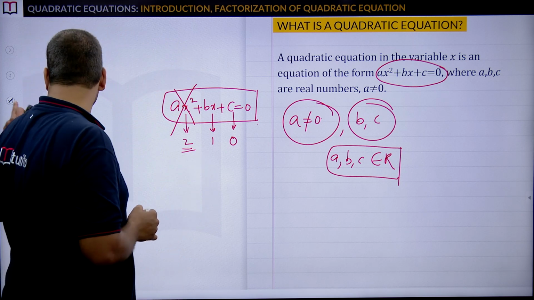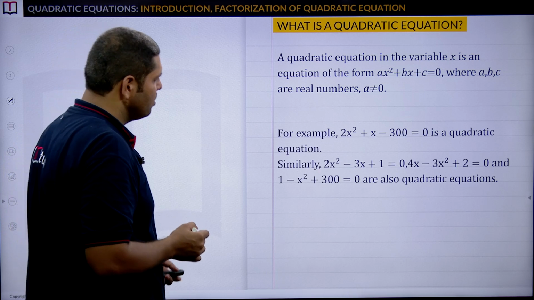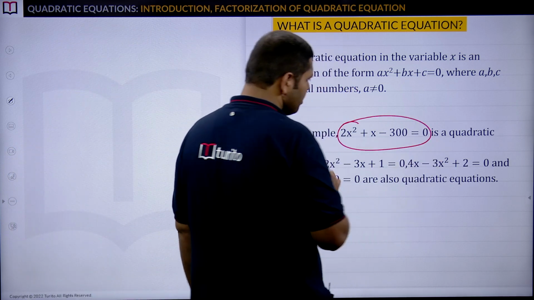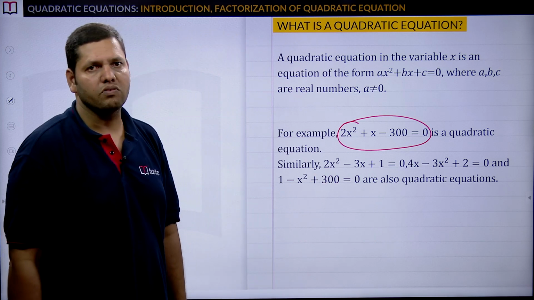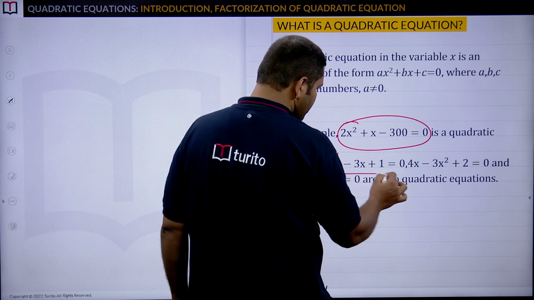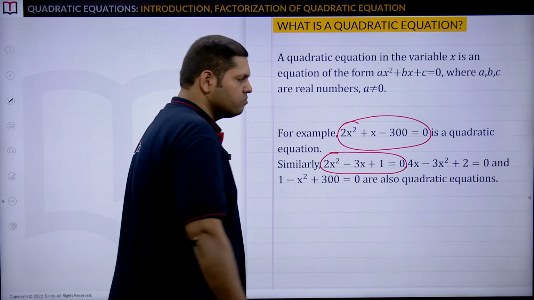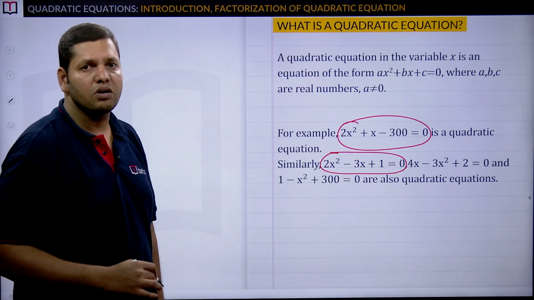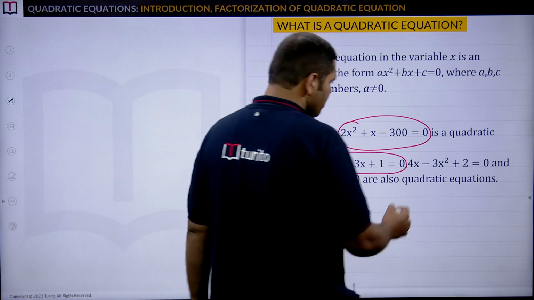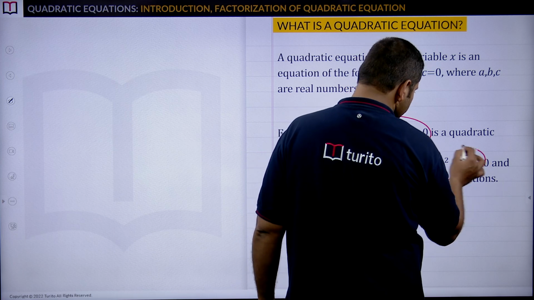Okay, children, look at the example here. Children, I can say it is one quadratic equation: 2x square plus x minus 300 is equal to 0. It is an example of a quadratic equation. And you can take another example, children: 2x square minus 3x plus 1 equal to 0. So, this also we can say is an example of what, children? A quadratic equation. And you can take another example: 4x minus 3x square plus 2 equal to 0.